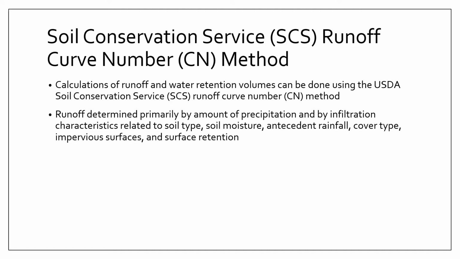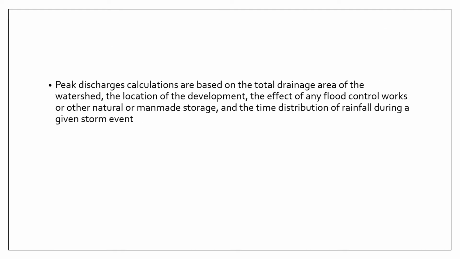involves determining runoff as per the influence of precipitation and the infiltration characteristics of your soil type, your soil moisture, your previous rainfall, your cover type or the land use, and the surface retention, or how much water is being held back by your soil. And then the method also includes how to calculate the peak discharge for a given stream or for a given watershed.